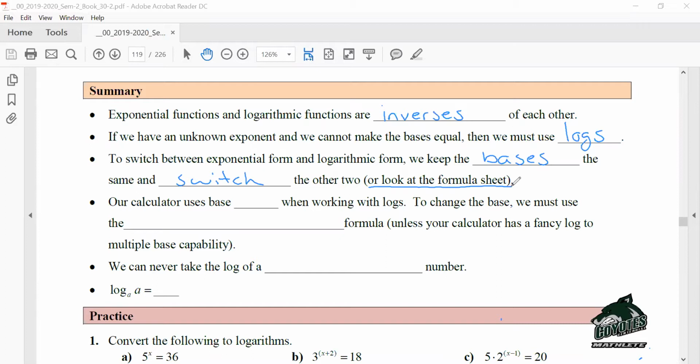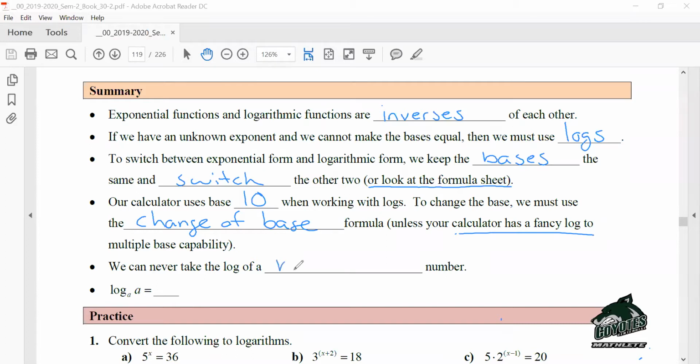Okay. Our calculators only use base 10. Now, to change the base, we must use the change of base formula. Now, some of you have this fancy log button on your calculator. I still want y'all to know how change of base works. It's important, okay? Pops up on diplomas, pops up on my test, hint, hint, nudge, nudge, wink, wink.